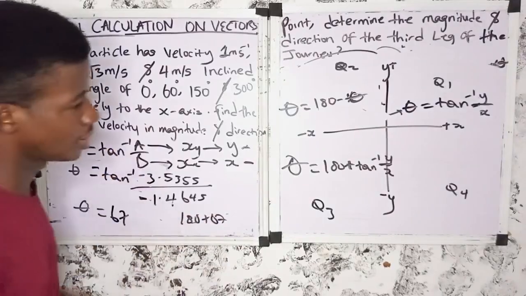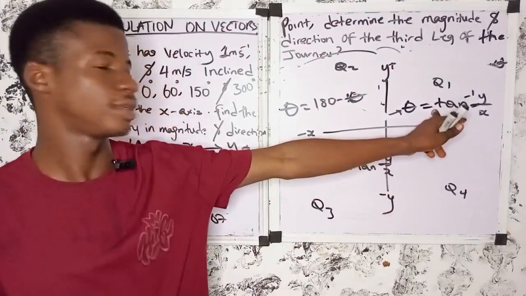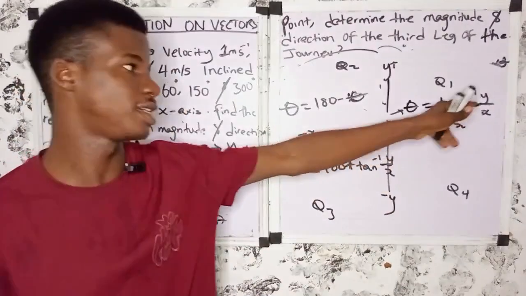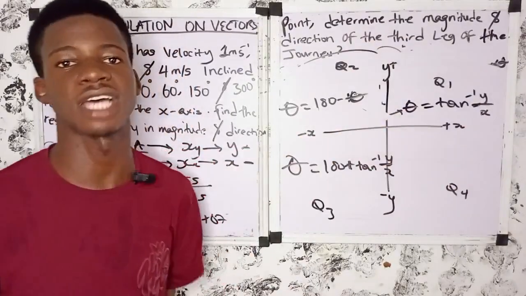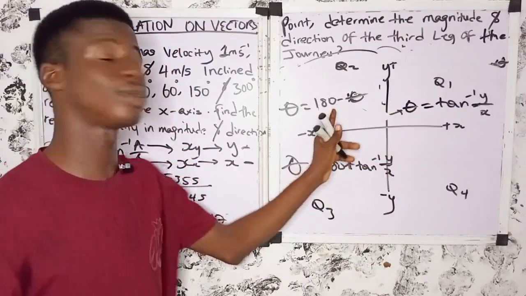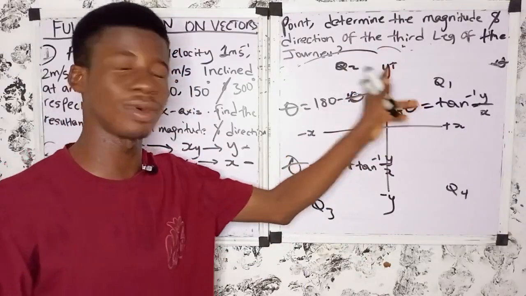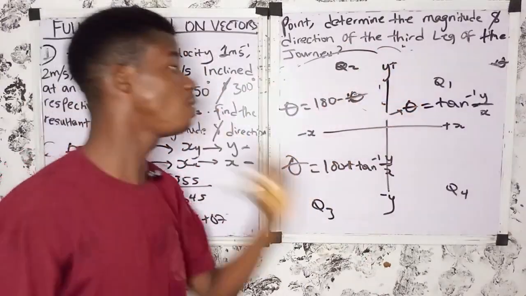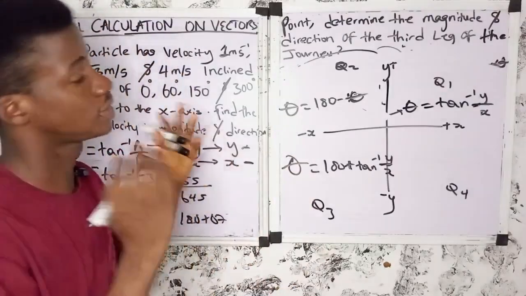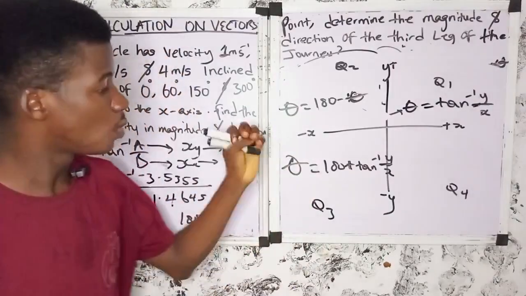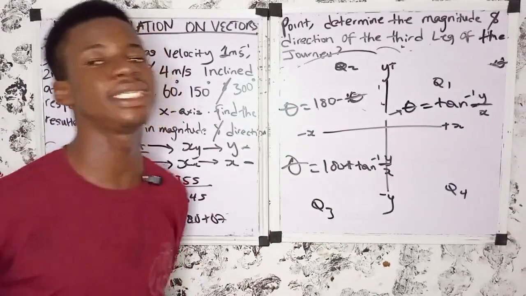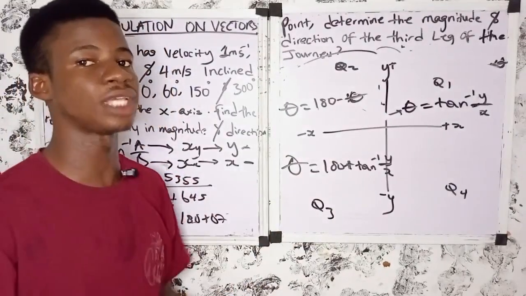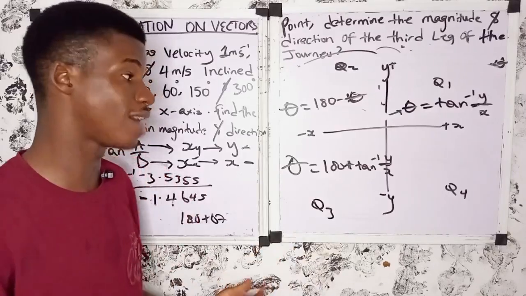In the first quadrant, calculating the angle is very easy. When y and x are positive, the angle is inverse of tan y over x. When y is positive and x is negative, the angle is 180 minus theta. When both are negative, the angle is 180 plus theta, and theta is inverse tan y over x.